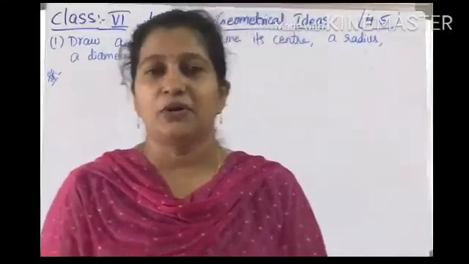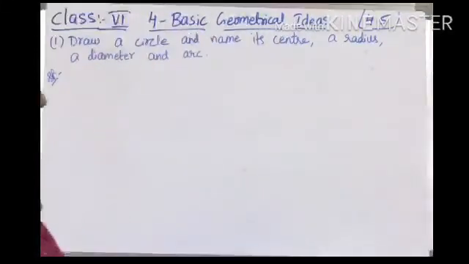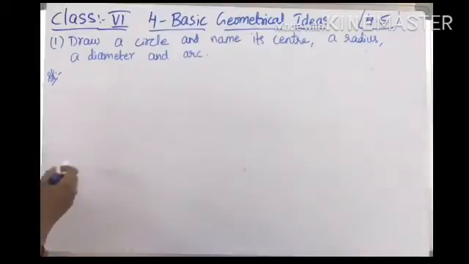In this video, I am going to explain 4.5 exercise of Unit 4 Basic Geometrical Ideas. In my last video, I explained what is a circle and what are its parts: center, radius, diameter, arc, circumference, and so many more. You can see it in the previous video, children. Now coming to the 4.5 exercise.